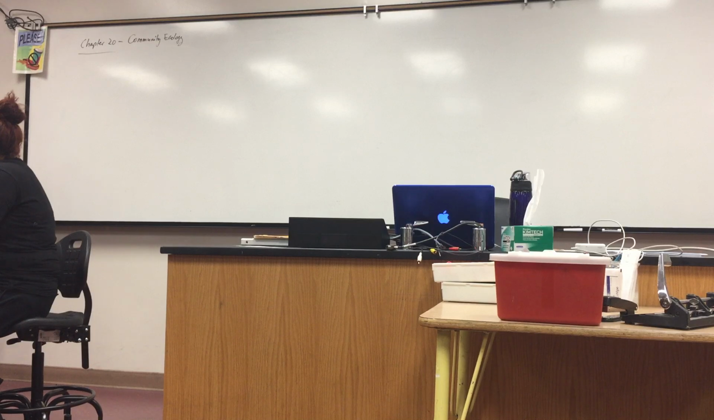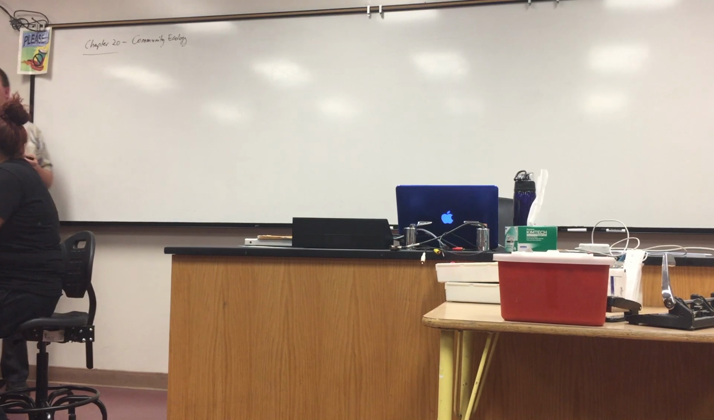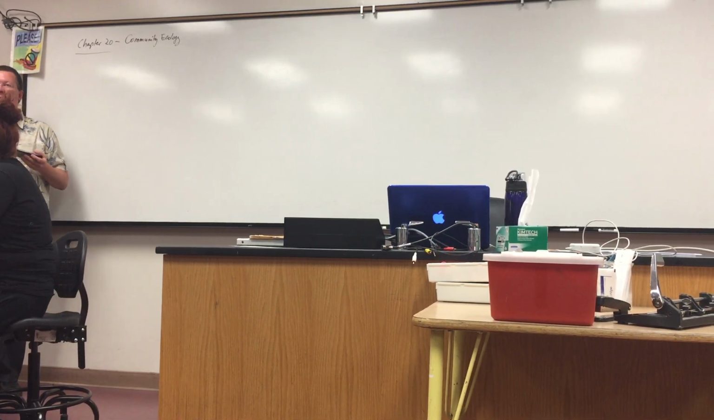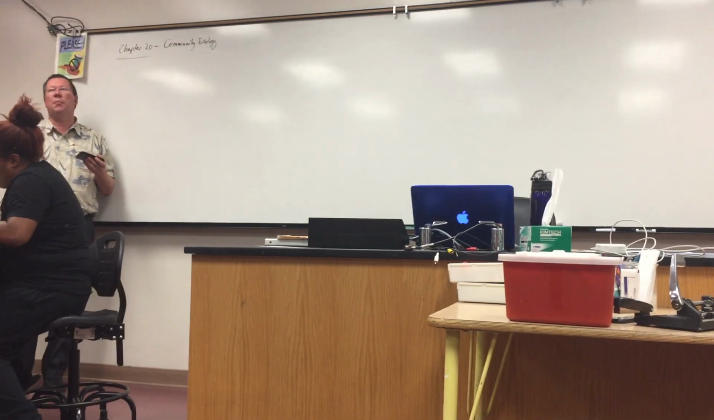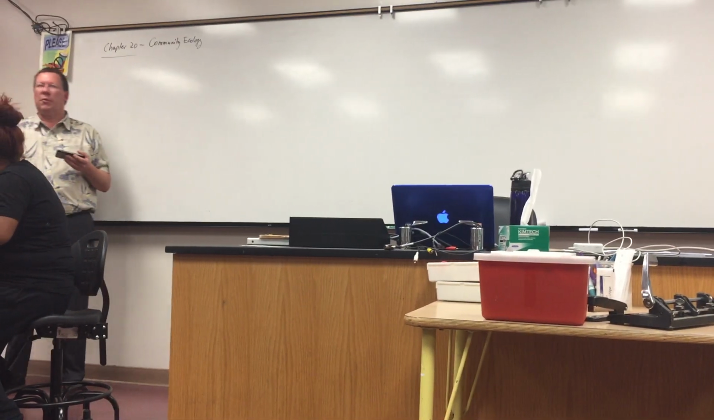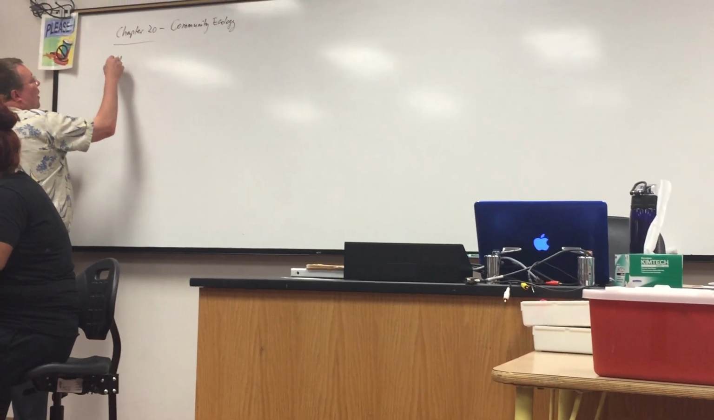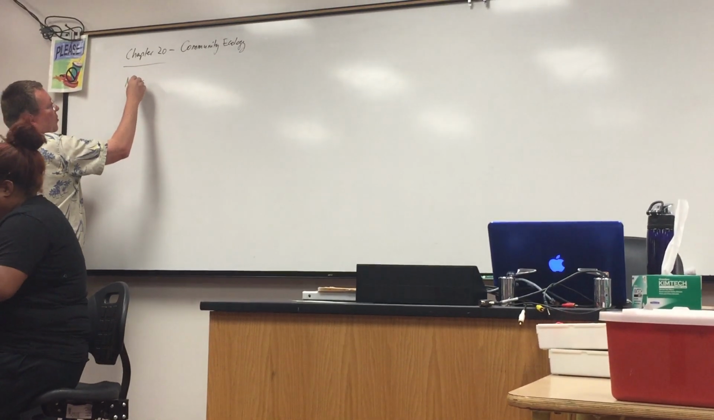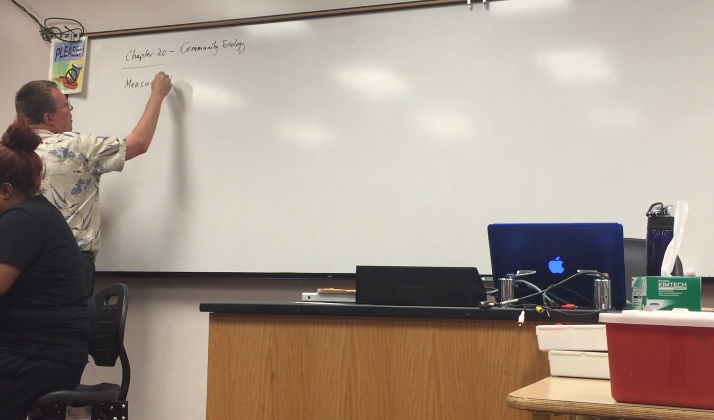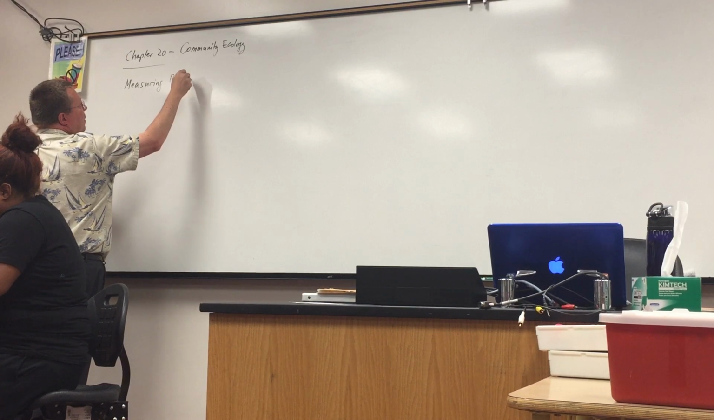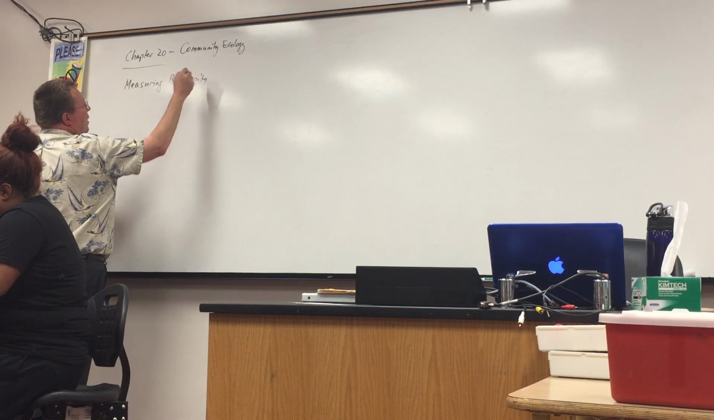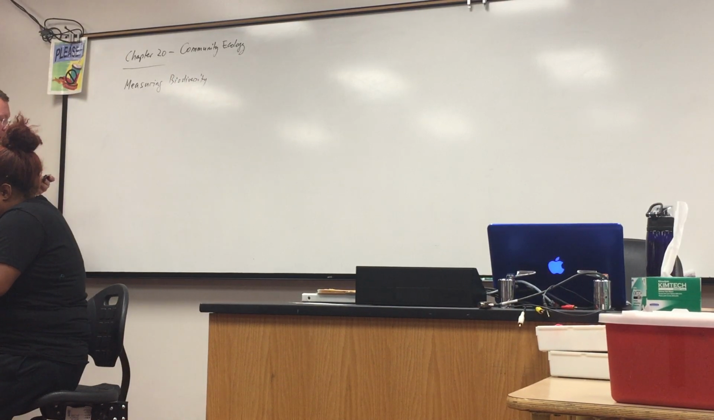So, community ecology. Well, first of all, we have to identify what the community is, and I mentioned to you before that this is where that huge jump in complexity occurs when we're looking at the different levels of ecology. And so, the first part of this is to simply figure out how do we actually measure biodiversity. So, measuring biodiversity is a key aspect of community ecology.